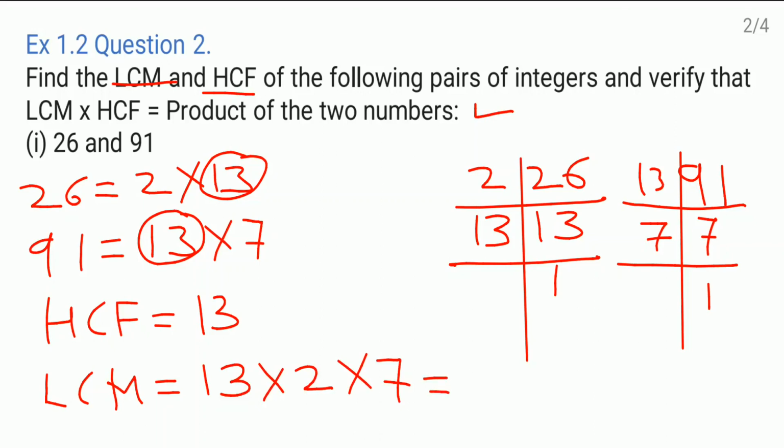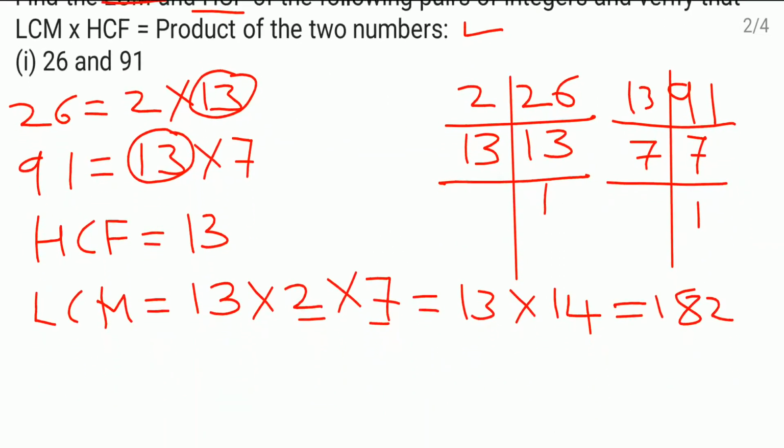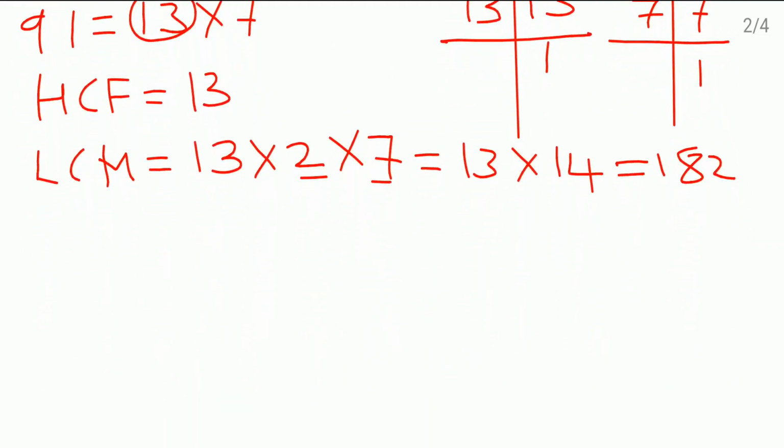And now I'll multiply all these numbers here. 13 into 2 sevens are 14. 13 into 14, our answer comes as 182. We got our HCF, we got the LCM. Now we have to verify.